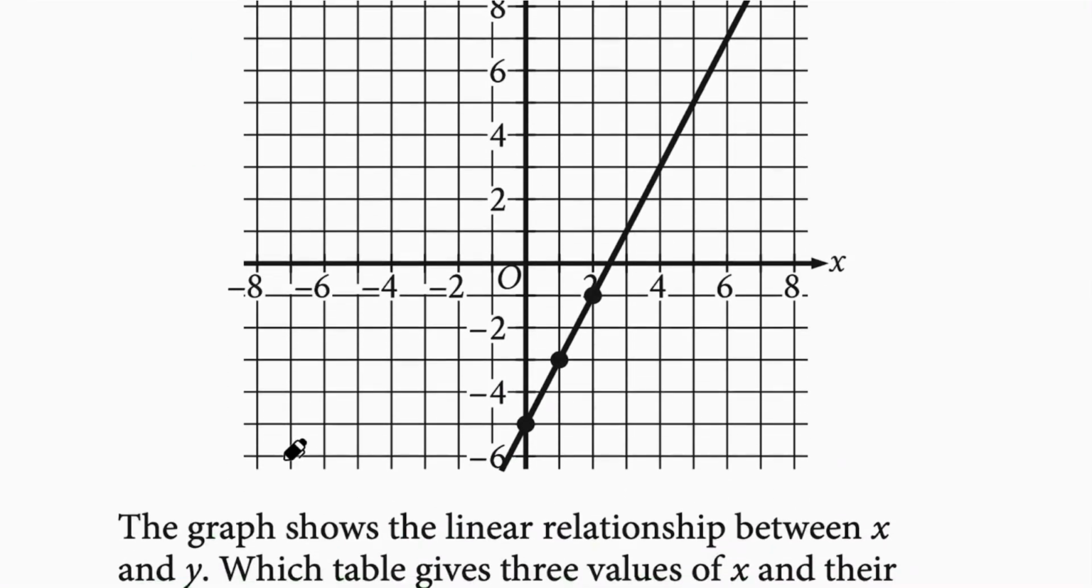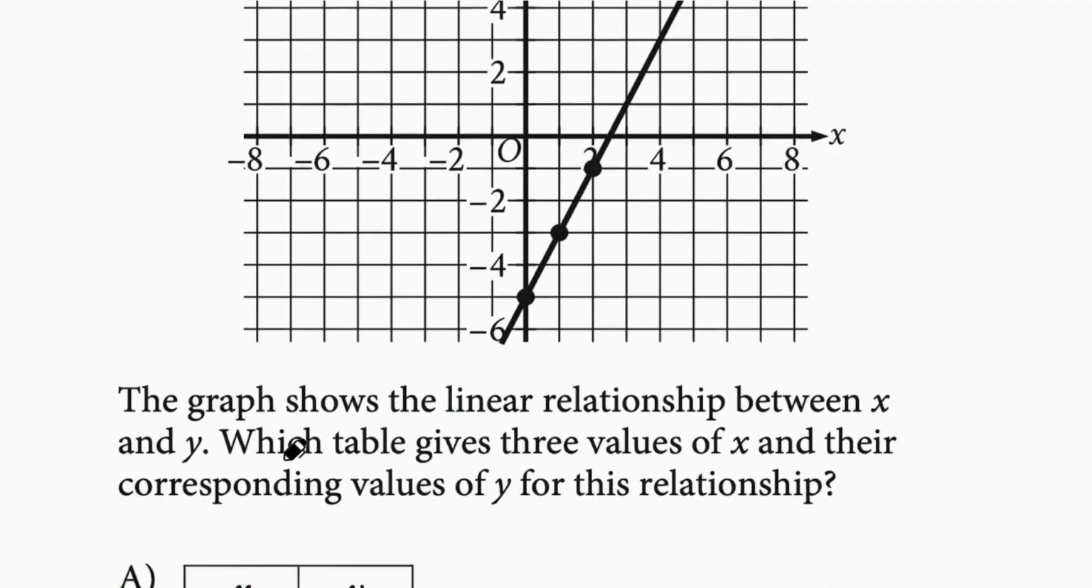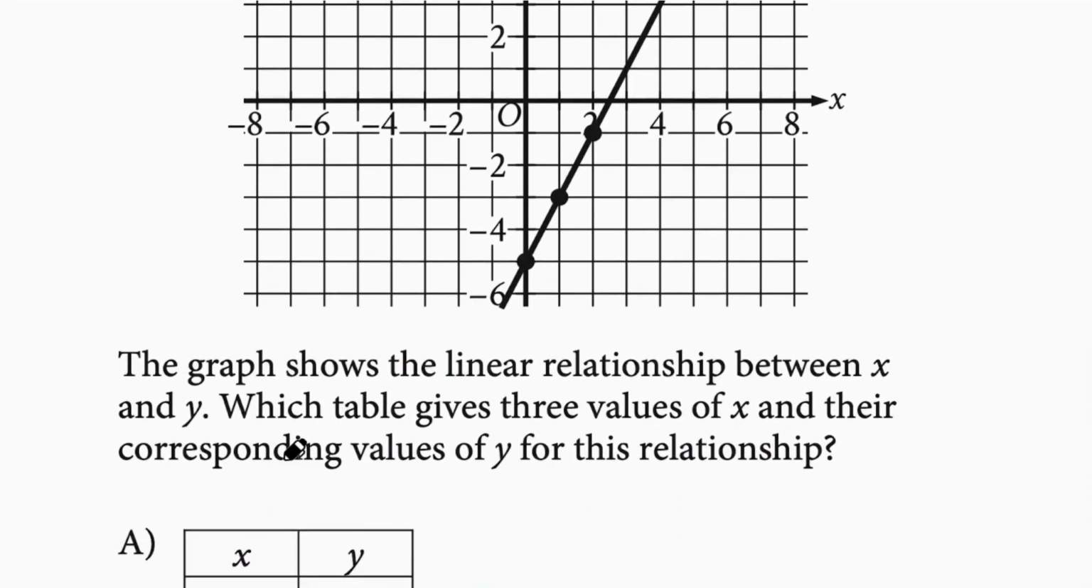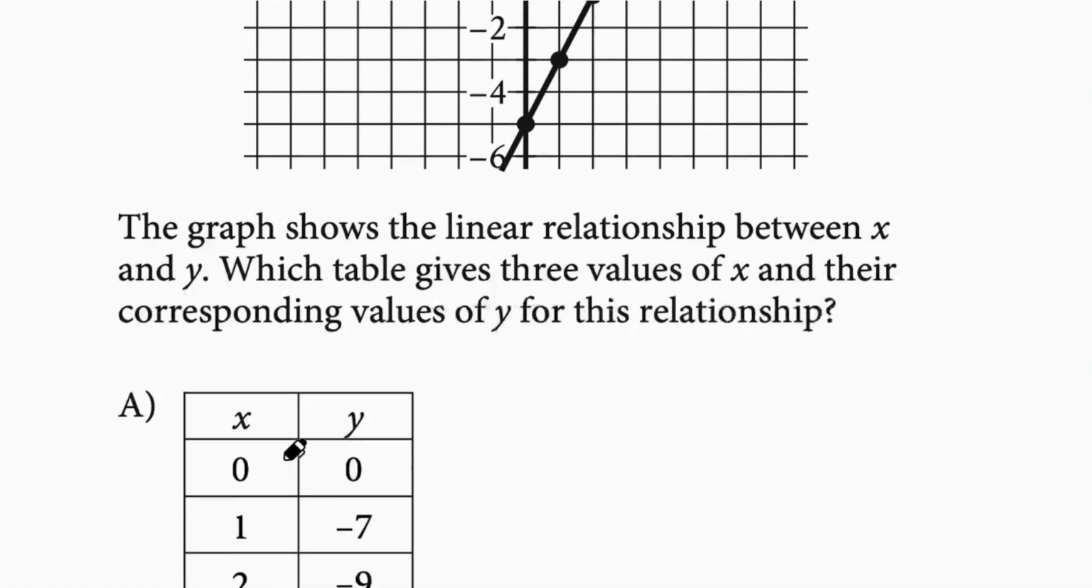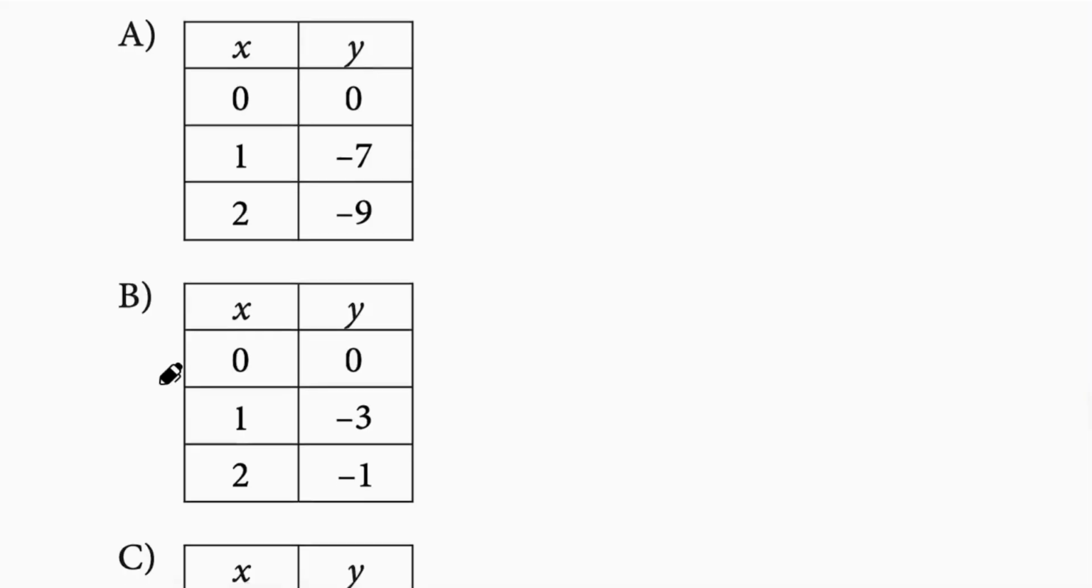Number 3, bundle 10, module 2. Okay, a linear graph is given to us. The graph shows the linear relationship between x and y. Which table gives three values of x and their corresponding values of y for this relationship? Now again, as I said, whenever these are MCQs, go with the options first, check them.